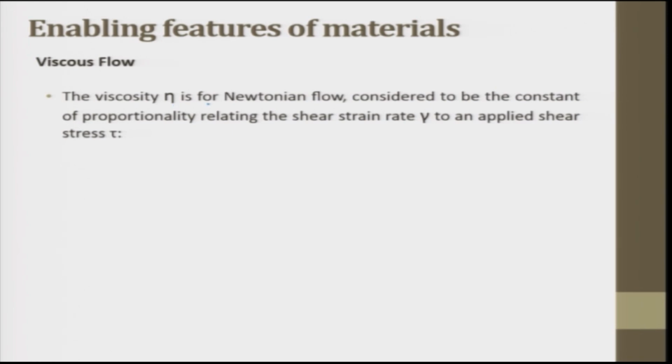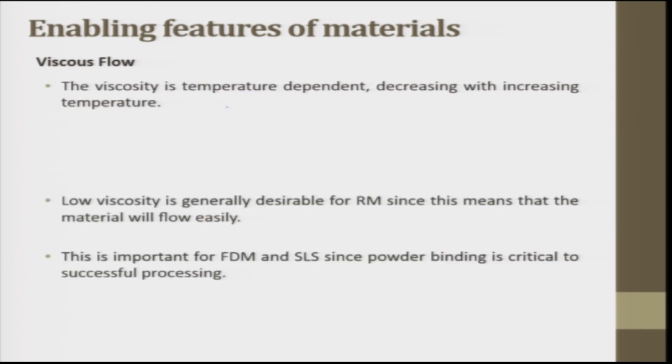The viscosity eta for Newtonian flow is considered to be the constant of proportionality relating the shear strain gamma to an applied shear stress tau. So, this relation is directly like this: tau is equal to eta into shear strain. Now, many polymers obey a similar non-Newtonian power law relationship in which gamma is raised to the power m, or less than 1. In viscous flow, viscosity is temperature dependent, decreasing with increasing temperature.